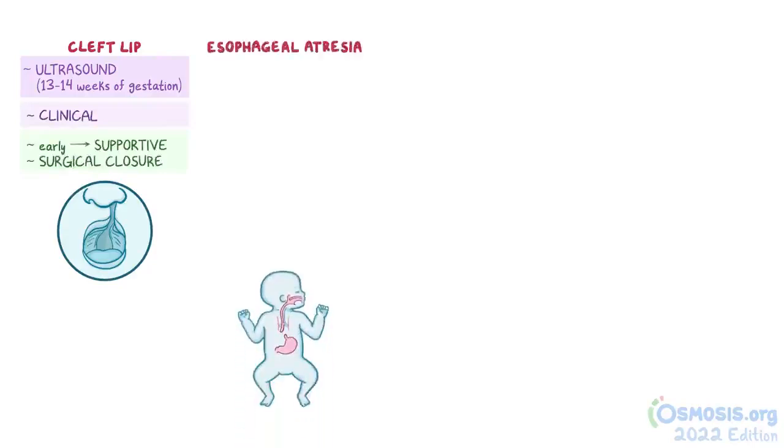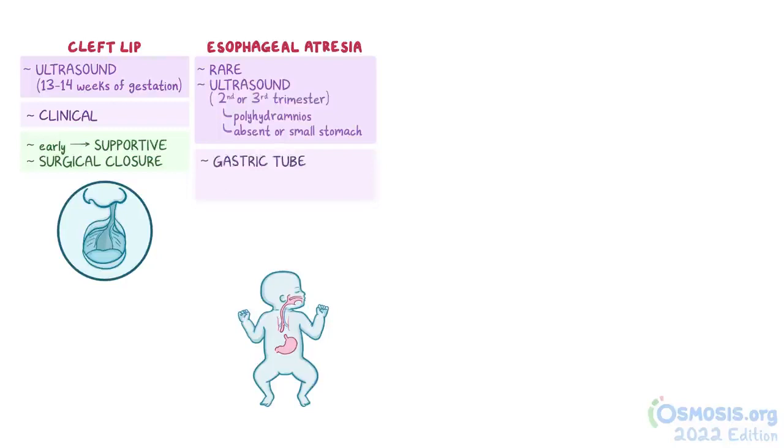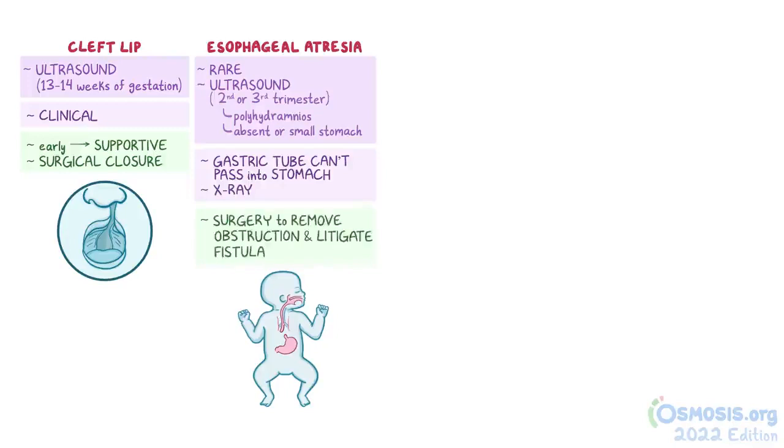Esophageal atresia is a congenital obstruction of the esophagus. Prenatal diagnosis is rare, but it can be suspected on an ultrasound that detects polyhydramnios and an absent or small stomach in the second or third trimester. After birth, a gastric tube is inserted into the infant's nose or mouth. If it can't pass down into the stomach, diagnosis is confirmed, and an X-ray is needed to assess the location of the obstruction. Treatment consists of surgery to remove the obstruction and to ligate a fistula that might be present.